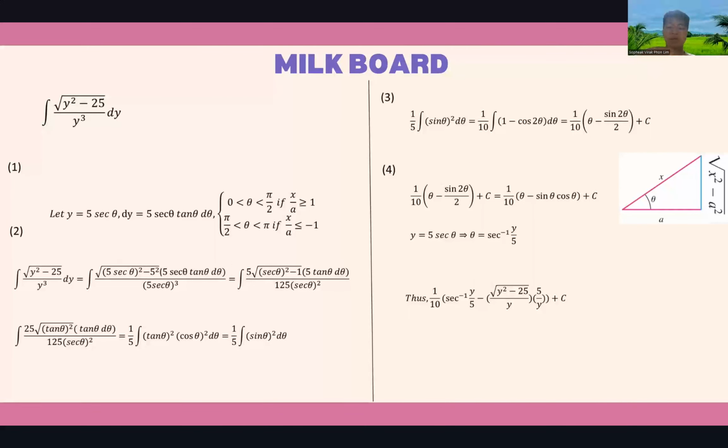And we have the interval: if x over a is bigger than or equal to 1, then the interval of theta is bigger than 0 and smaller than pi over 2. But if x over a is smaller than or equal to minus 1, the value of theta is bigger than pi over 2, but smaller than pi. So the second step, we have to substitute it in.